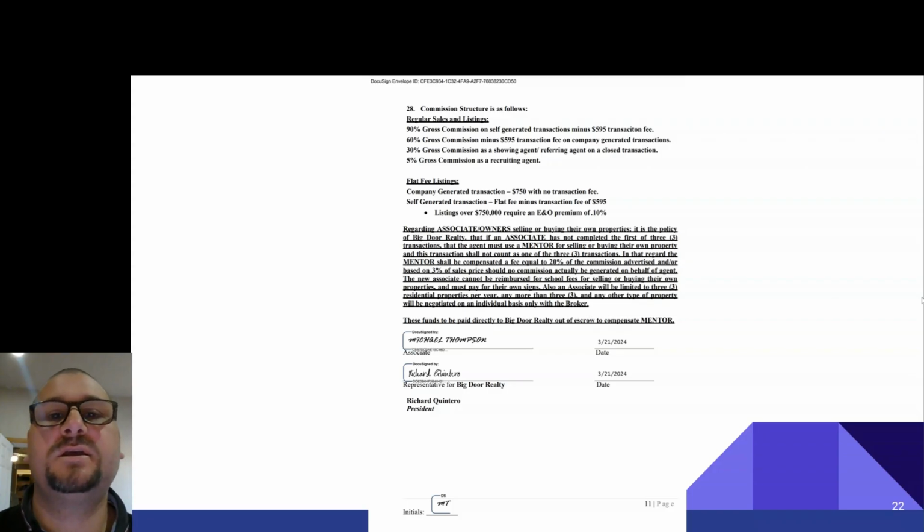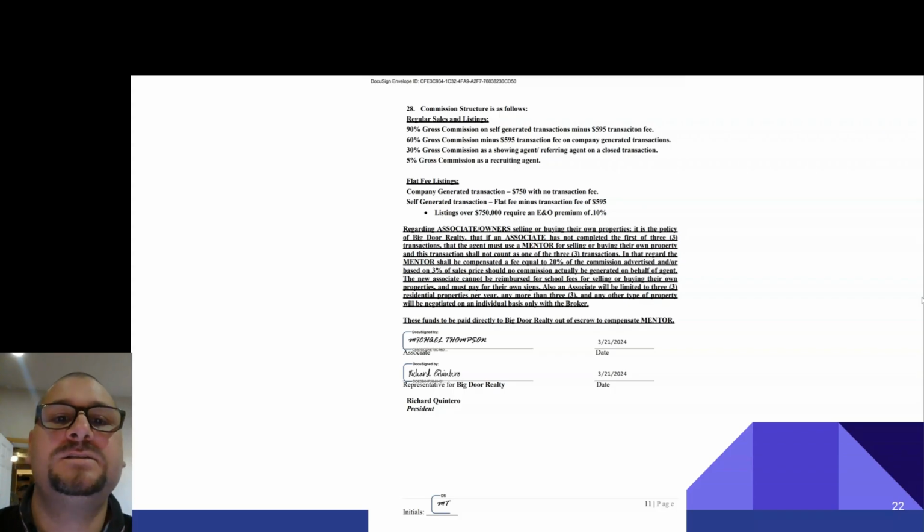30% gross commission as a showing agent or referring agent on a closed transaction. So if you do a deal and you go as a showing agent, you're just showing the property, or if you're a referring agent, you get 30% gross commission, kind of like a referral fee. 5% gross commission as a recruiting agent. So say you recruit another realtor, right? You recruited a realtor to join the brokerage. What's your commission on that? You did work, you'll get 5% of the deal when they do a deal.